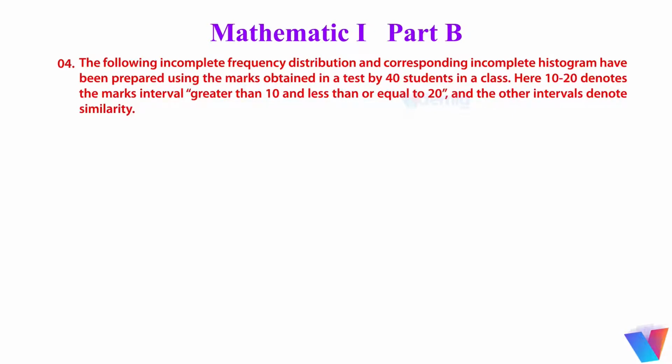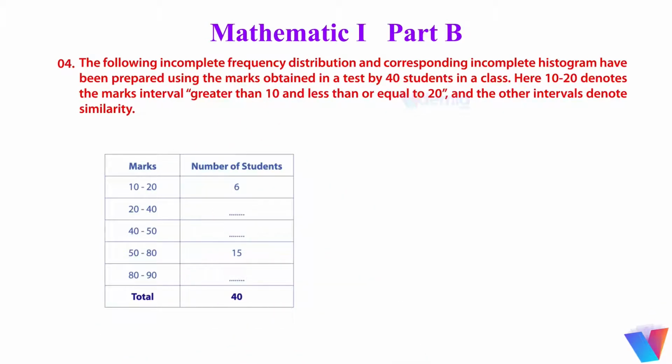The following incomplete frequency distribution and corresponding incomplete histogram have been prepared using the marks obtained in a test by 40 students in a class. Here 10 to 20 denotes the marks interval greater than 10 and less than or equal to 20, and the other intervals denote similarly. So now we have been given a small chart, the frequency distribution table, where we have marks and the number of students.